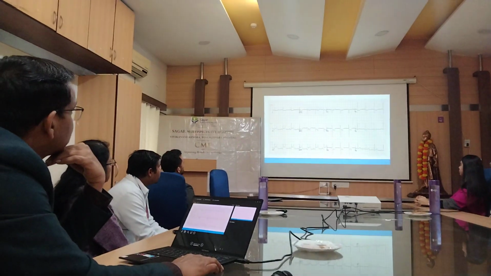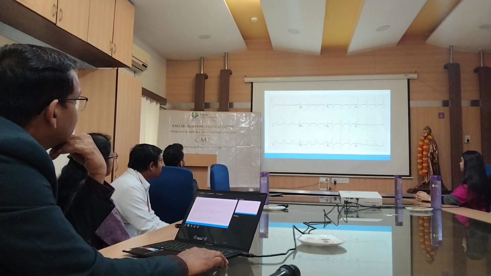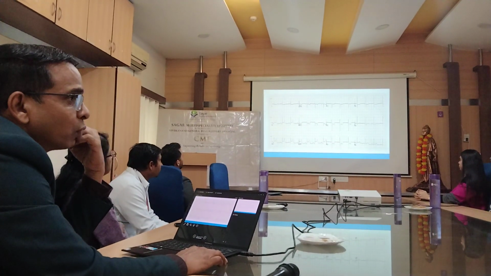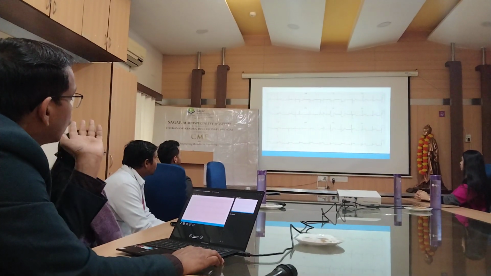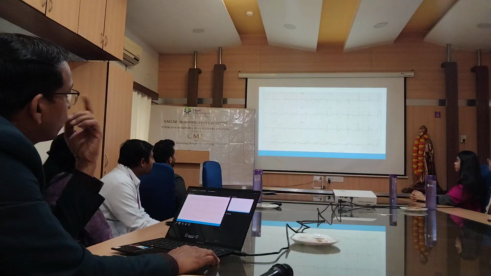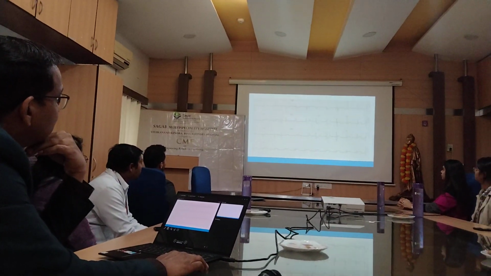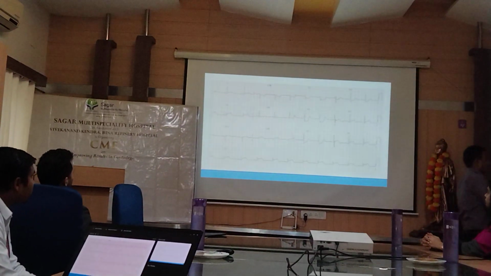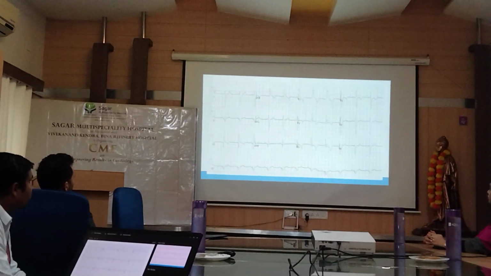Here we can see there is ST elevation in lead 2, 3 and aVF with reciprocal ST depression in lead 1 and aVL. And this ECG is suggestive of inferior wall MI. It is also the ECG of posterior wall MI. Here there is a significant ST depression in lead V1, V2, V3. And if we take right side leads, then there may be ST elevation. So this ECG is suggestive of posterior wall MI.